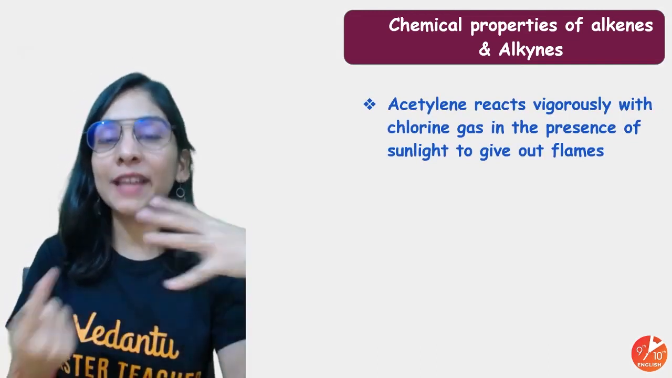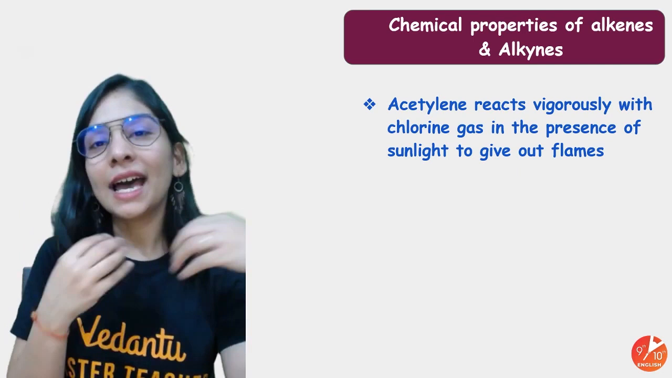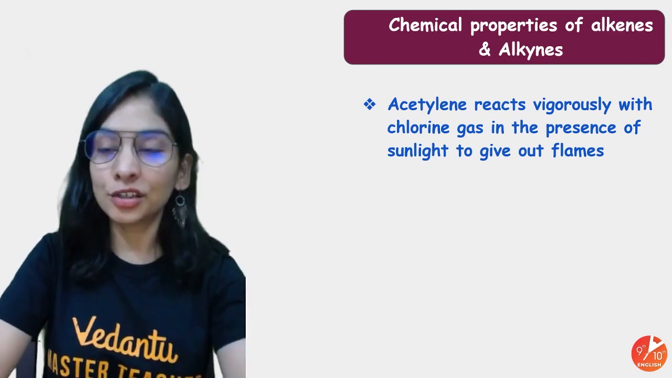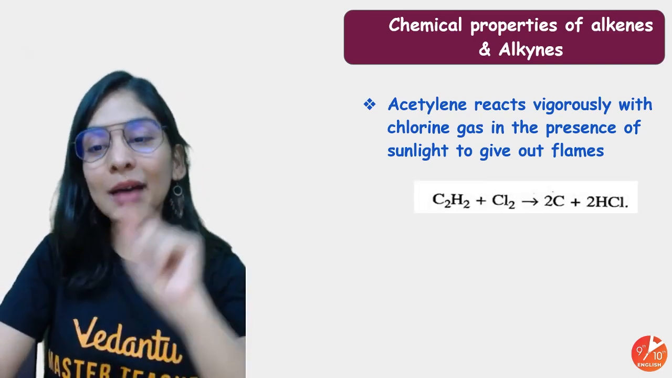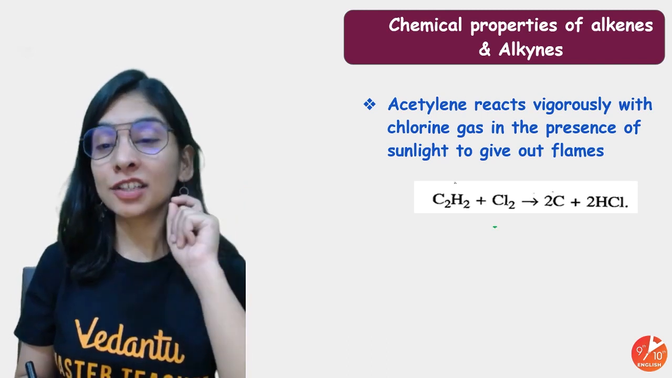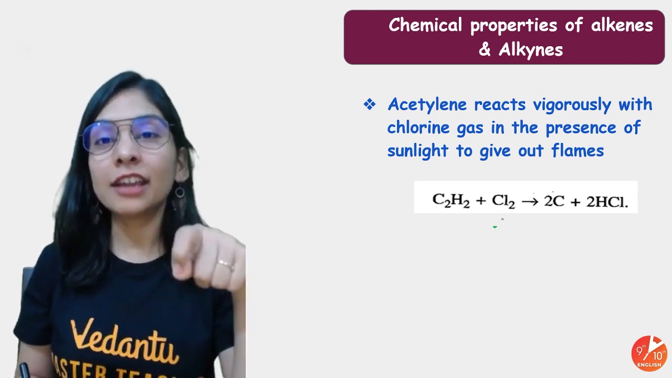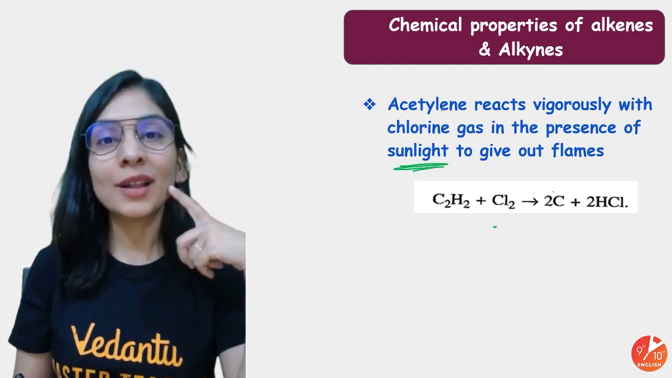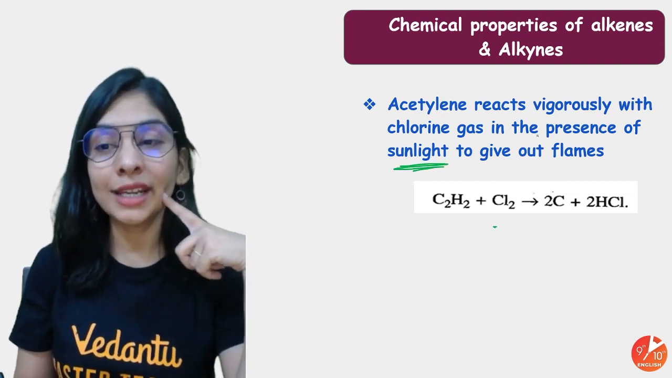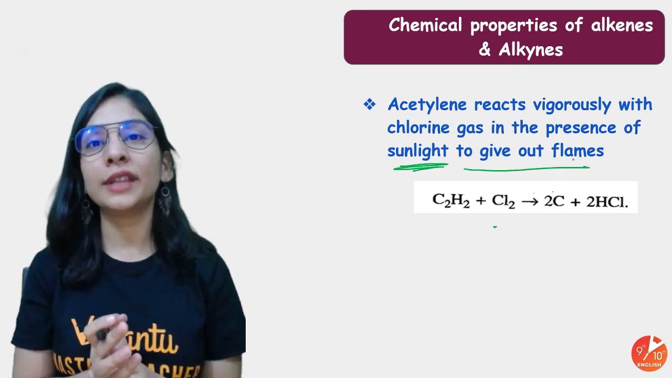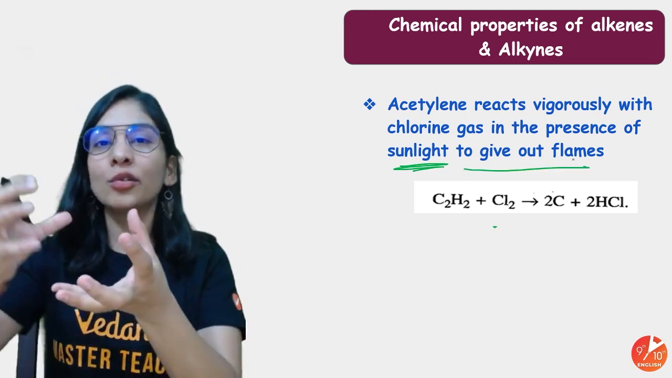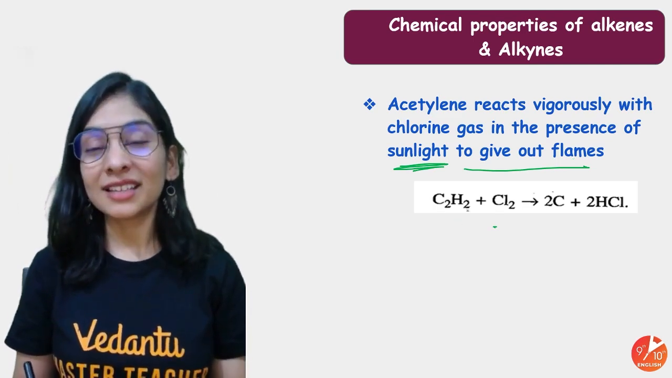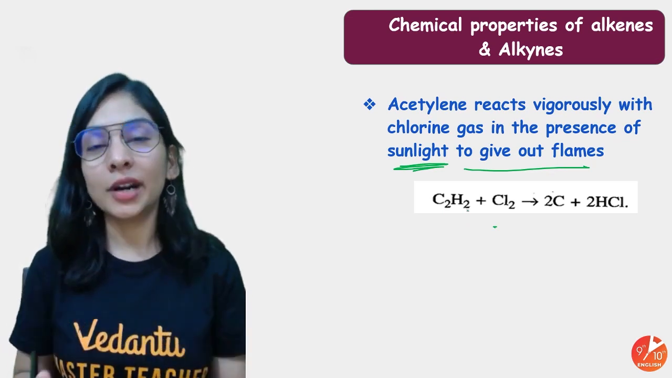And now we'll talk about the flame test, how my ethene gas, ethylene gas, or ethyne gas, acetylene gas is going to react with air too. But first of all, I hope this example is also clear. So in this reaction, students, there is a bit of difference. I didn't take chlorine in presence of CCl4 here. I just take chlorine in presence of sunlight. So what's written here? Acetylene reacts vigorously with chlorine gas in the presence of sunlight to give out flames. So if you take this gas and chlorine gas in just sunlight, the reaction will be quite reactive. And what are the products that we're going to get? It's like your acetylene gas is burning in chlorine medium.